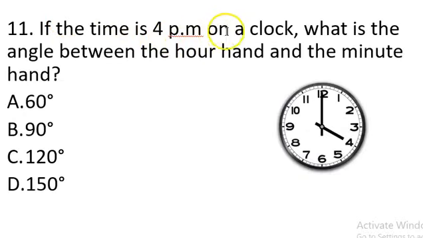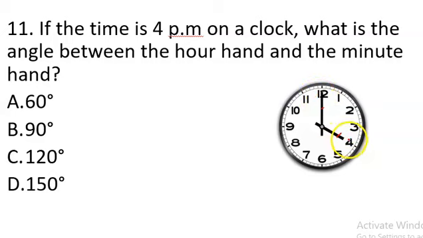If the time is 4 p.m. on a clock, what is the angle between the hour hand and the minute hand? This is my clock, this is the hour hand, and this is the minute hand. The minute hand is pointing to 12, and the hour hand is pointing to 4. The whole clock is just like a circle, and the angle of a circle is 360. Now we have 12 divisions.